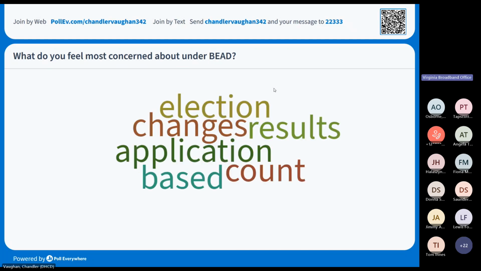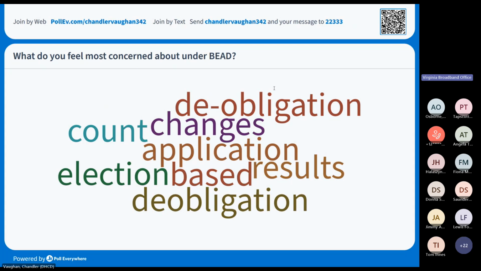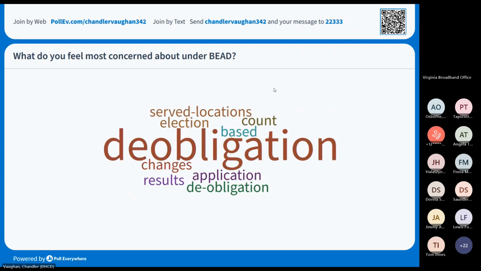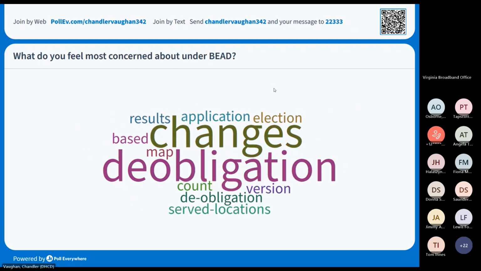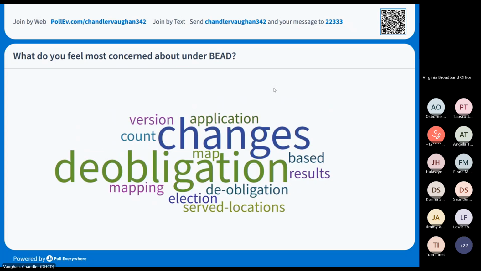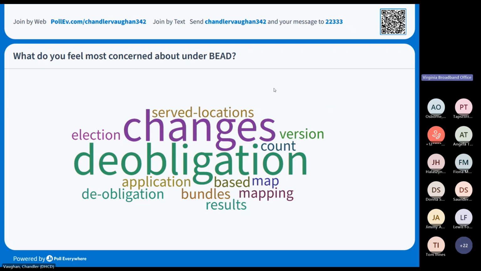Again, kind of logically putting together the 2 to 3 word responses that are getting split up here. Election results, application changes, deobligation, big topic of deobligation. Huge topic of deobligation. This is interesting. Mapping, served locations, bundles.